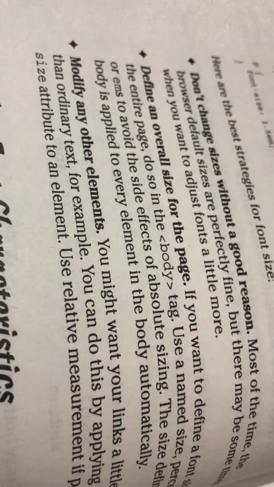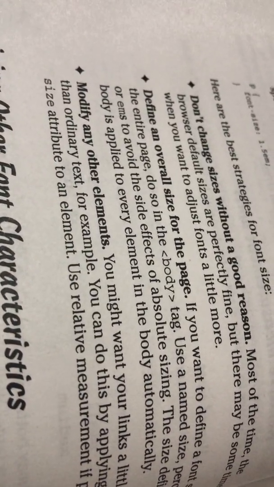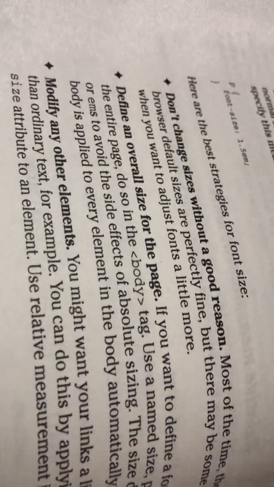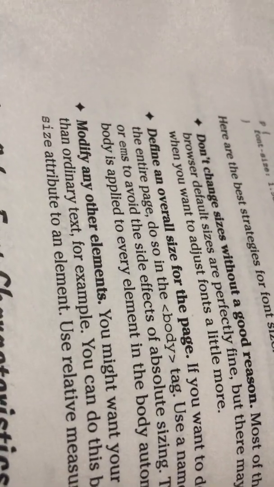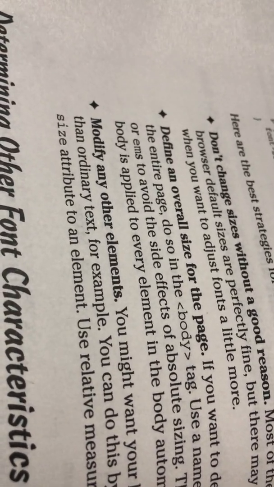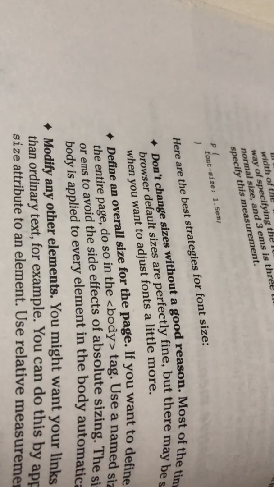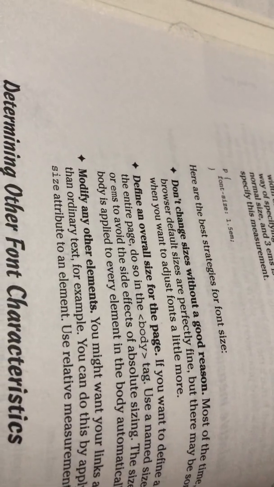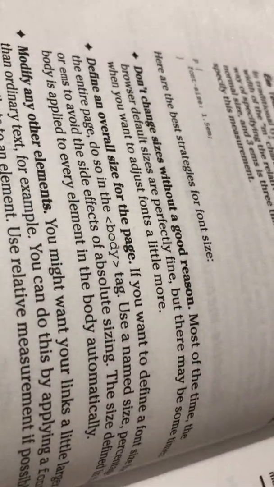So the third point says that modify any other elements. Say, I specified for the body tag the font size to be 1.1 em, and I want the headings to be 2 em, double the size. So I can specify for H1 or H2 level of the heading the font size to be equal to 2 em. So that was all about how you specify the fonts in HTML5.